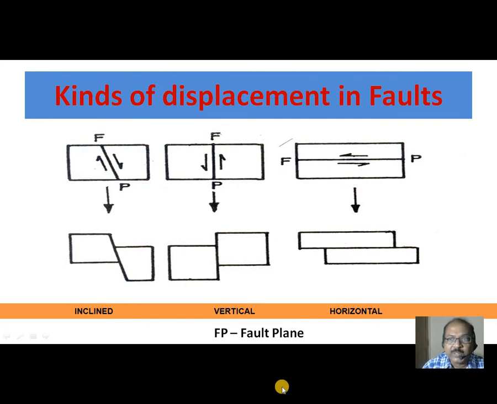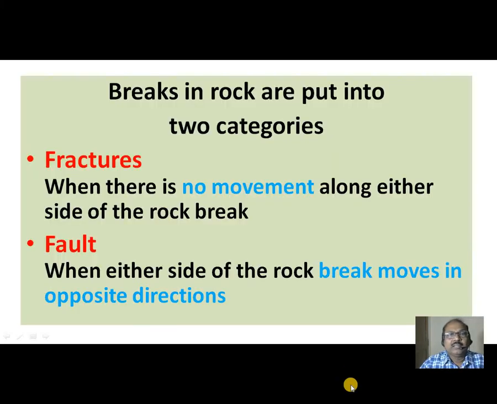See the displacement, how it takes place in the faults. This is inclined displacement, whereas here this is vertical displacement and here this is the horizontal displacement. So this is the fault plane. Whatever we see, the line, this FP is a fault plane.